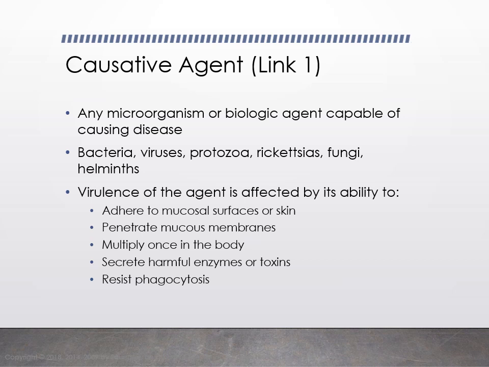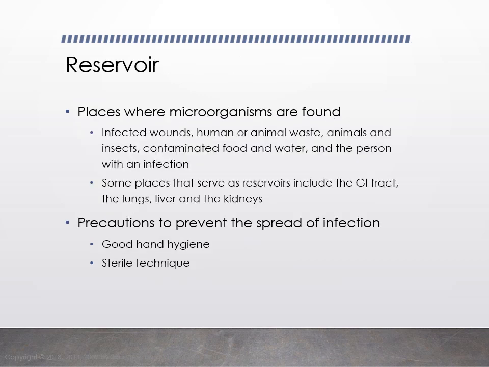So depending on these factors, it will tell how deadly that causative agent is. Now we're on reservoir. This is another link in our infection chain. The reservoir is where the microorganisms are found. Examples include infected wounds, human and animal waste, animals and insects, contaminated food and water, and the person with an infection. Some places that serve as reservoirs include the GI tract, the lungs, the liver, and the kidneys. So if a patient had pneumococcal pneumonia, the lungs would be the patient's reservoir.